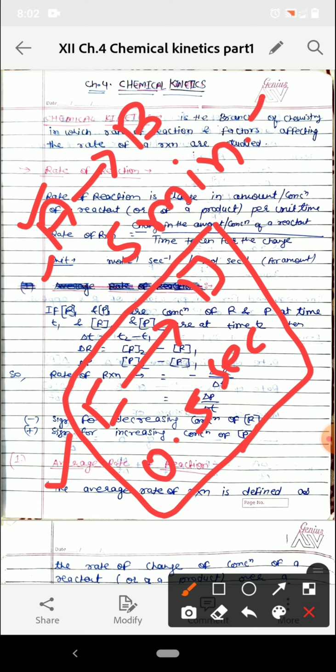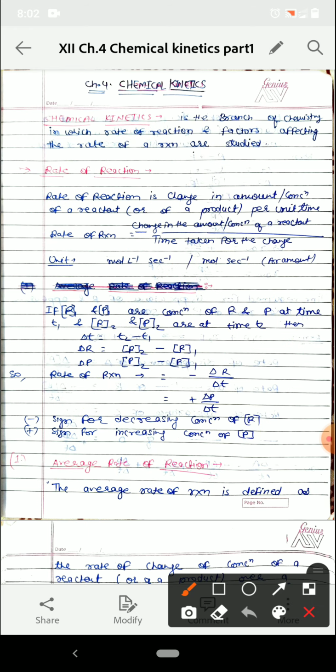The faster a reaction is, the sooner the reactant converts into product, and the higher its rate of reaction, the higher its value. So the rate of reaction is the change in amount or concentration of a reactant or of a product per unit time. Okay, the change in its concentration or amount per unit time is called the rate of reaction. So what formula can be made? Rate of reaction is the change in the amount or concentration of a reactant divided by the time taken for the change.